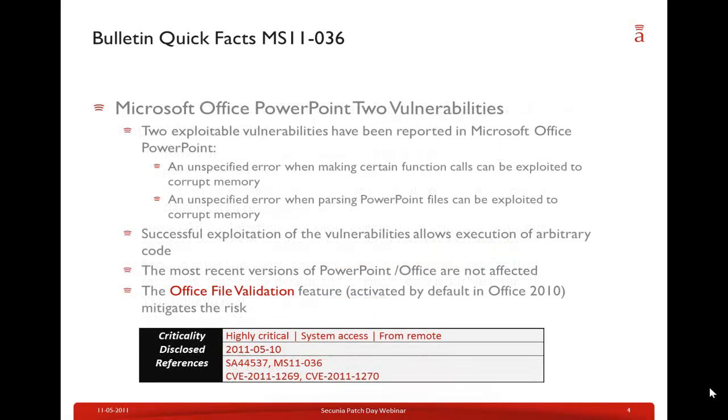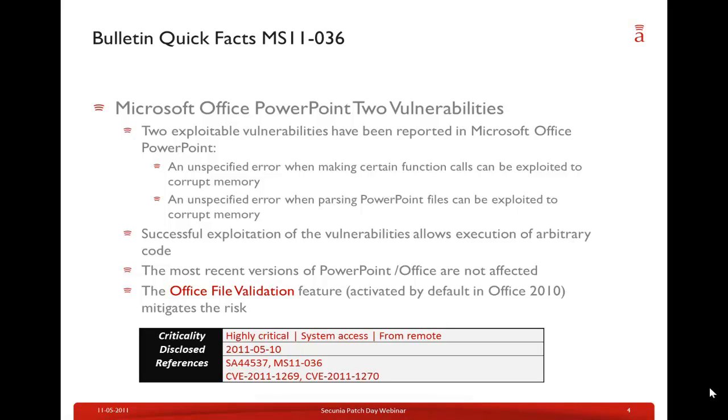The other two vulnerabilities are vulnerabilities in Microsoft Office PowerPoint. It's two exploitable vulnerabilities. They are both unspecified. One is an unspecified error when making certain function calls that can be exploited, and the other one is an unspecified error that happens when specific PowerPoint files are parsed, and this also leads to memory corruption. For both vulnerabilities, successful exploitation allows execution of arbitrary code.